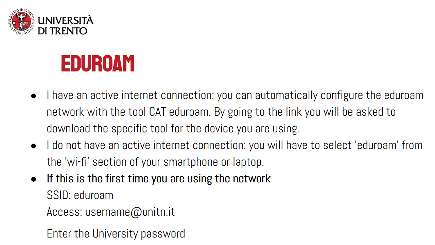If you already have an active connection on your device, you can automatically configure the eduroam network with the CAT eduroam tool. By going to the link, you will be asked to download the specific tool for your device. If you do not already have an active connection, you will have to select eduroam from the Wi-Fi section of your smartphone or laptop. If it is your first time using the network, SSID eduroam, login, username @unitrento.it, enter your university password.